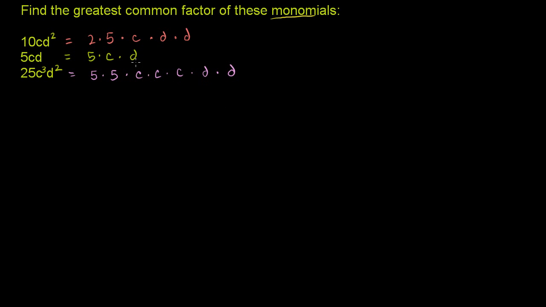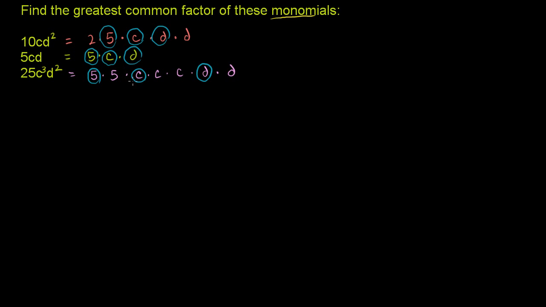Now, what is the greatest common factor, or the greatest common overlap, between these three things? Well, they all have a 5. Let me circle them. You have a 5 there, a 5 there, and a 5 there. They all have at least one c. You have one c there, one c there, and then another c there. And they all have at least one d. You have a d there, a d there, and a d there.